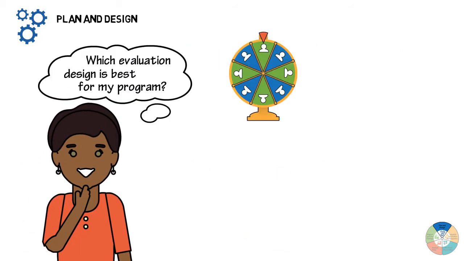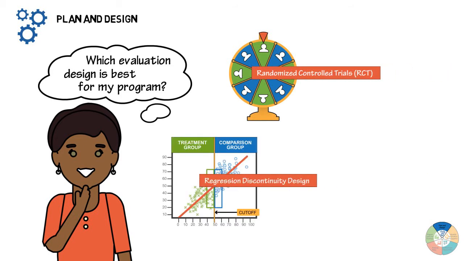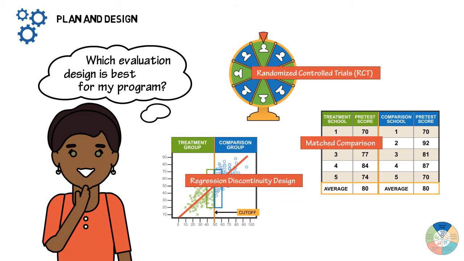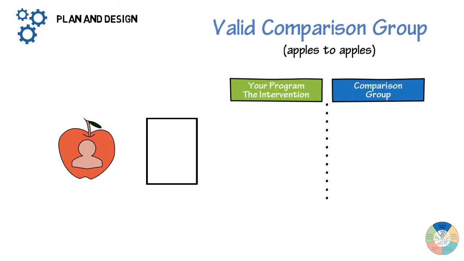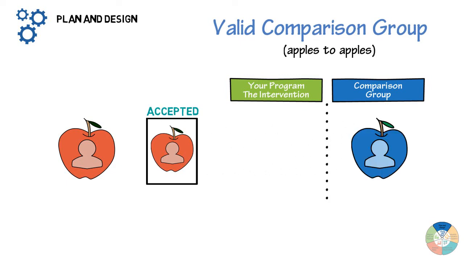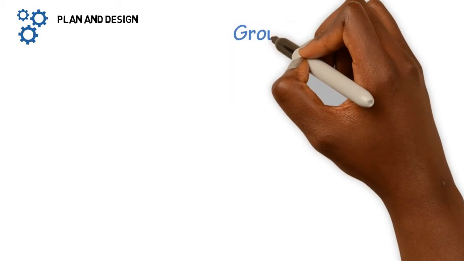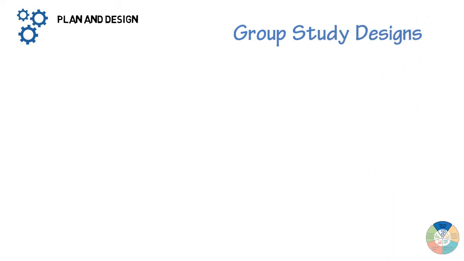In order to have a study that meets WWC standards, you need to consider the study design that is most rigorous, feasible, and works best for your program. The important thing here is that in most cases, the only way to meet standards is to have a valid comparison group. You need a group of people who are as similar as possible to the group enrolled in your program. WWC allows for several types of what they call group study designs.